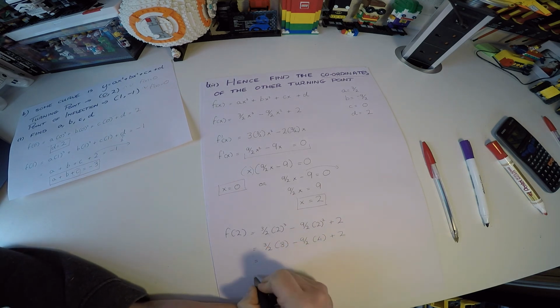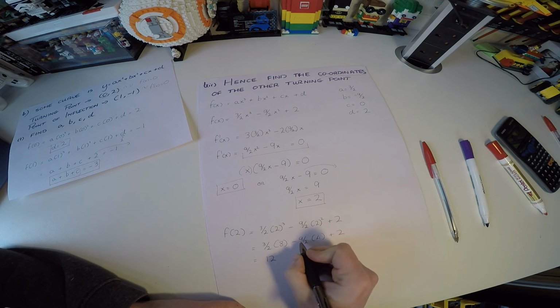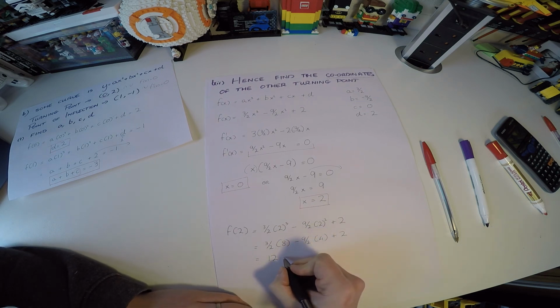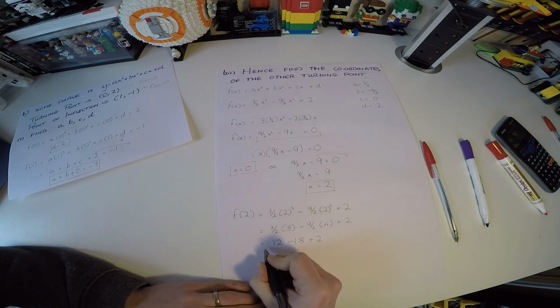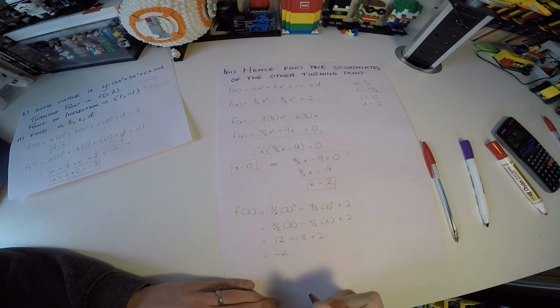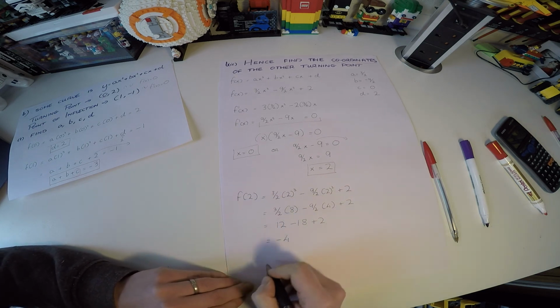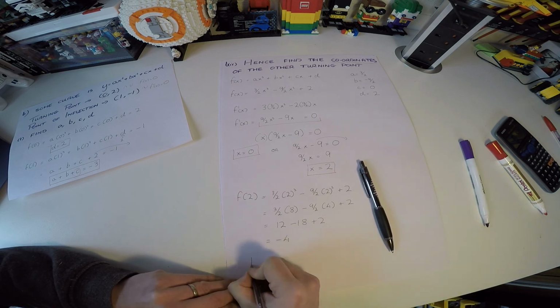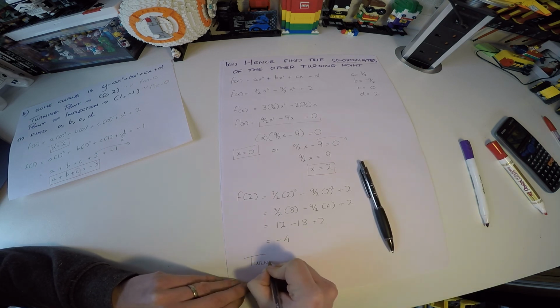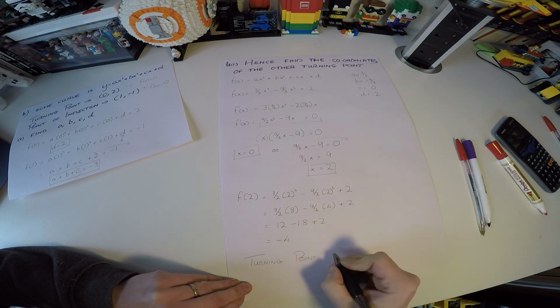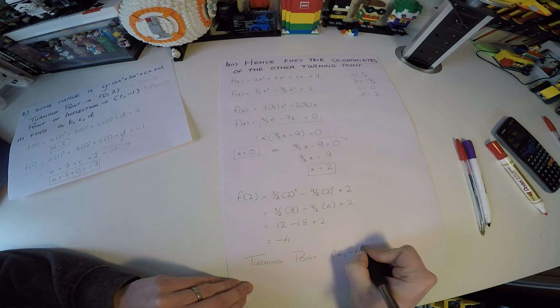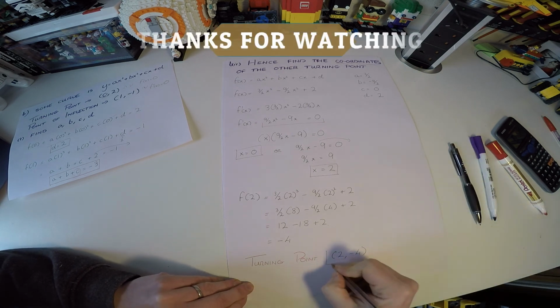What's that going to be? 3 times 8 is 24 divided by 2 is 12. Minus 9 times 4 is minus 36 divided by 2 is minus 18. And then plus 2. So I have 14 minus 18, which is going to give us minus 4. So I put the x value in and I get back the y value of minus 4. That means our other turning point is 2 and minus 4. That's it. Question done.